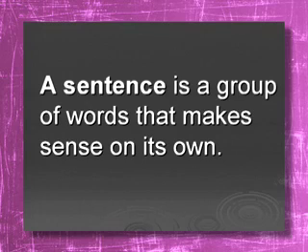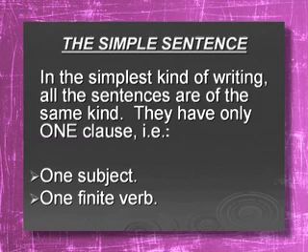We did discuss sentences in grade 11, and we are going to pick up on that and just develop it and revise it. We talked about the simple sentence, and in grade 11 we said that a simple sentence is this. A sentence is a group of words that make sense on its own. So what is the difference then between a sentence and a simple sentence? The simple sentence, in the simplest kind of writing, all the sentences are of the same kind. They have only one clause. And what is a clause? A clause is something that has one subject and one finite verb.